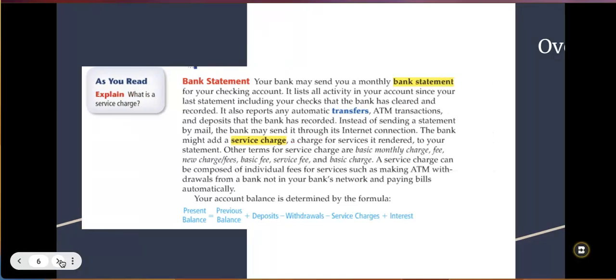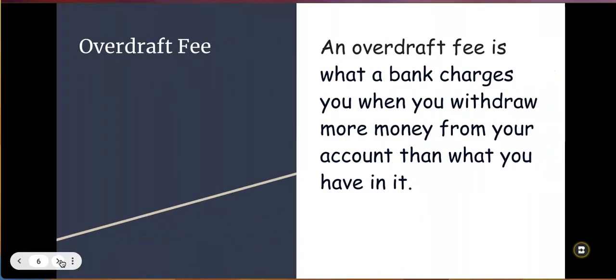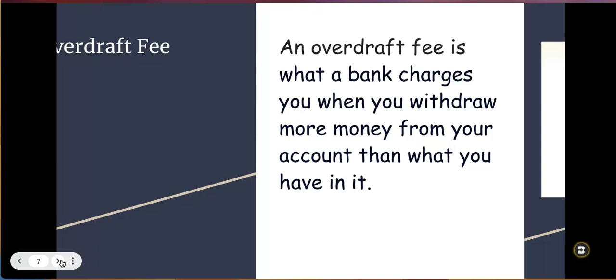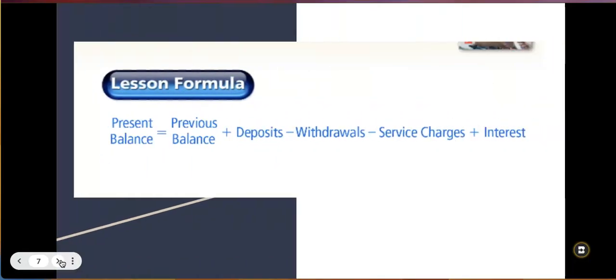So the formula that we're going to use, first we're going to talk about one of those overdraft fees. An overdraft fee is what the bank charges you when you withdraw more money from your account than what you have in it. And they range from about $25 to $35. Now let's look at the formula.